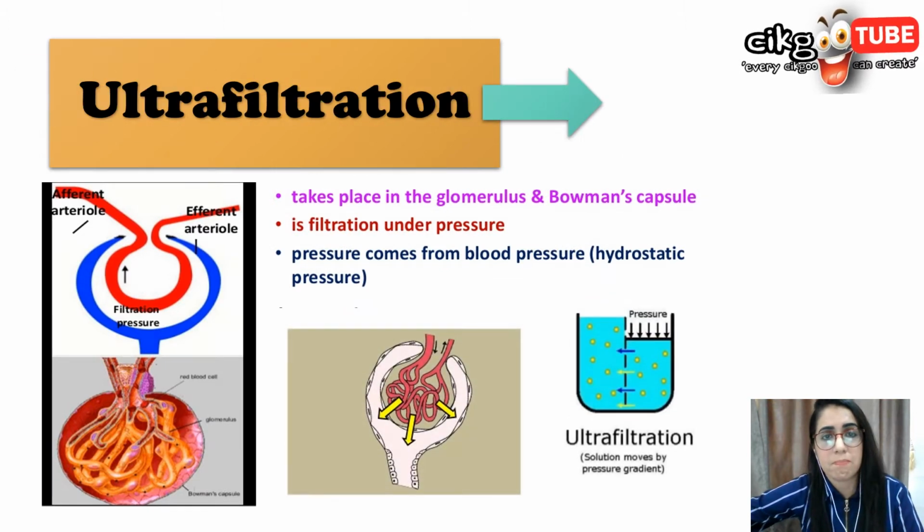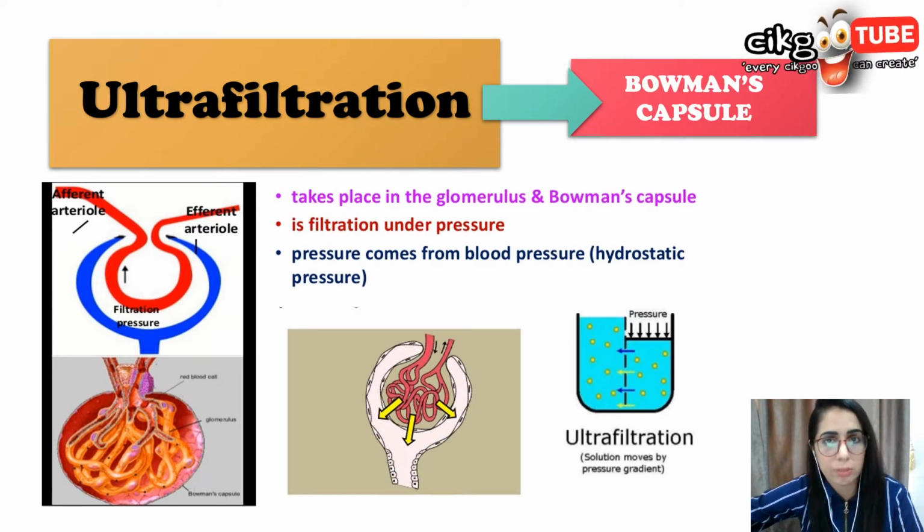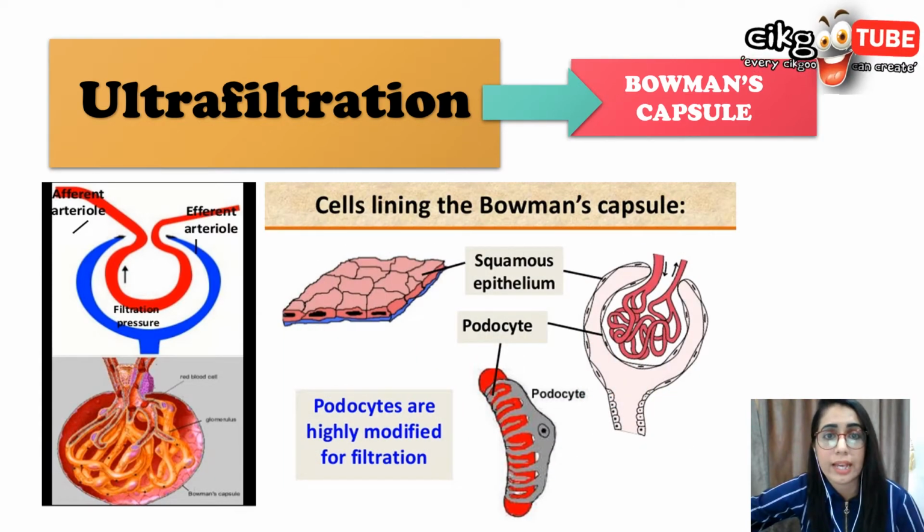When blood flows into the glomerulus, the blood pressure pushes a portion of plasma through the glomerulus capillaries into the Bowman's capsule. This is called ultrafiltration because there are small pores in the glomerulus capillary walls that allow only small molecules to seep through.